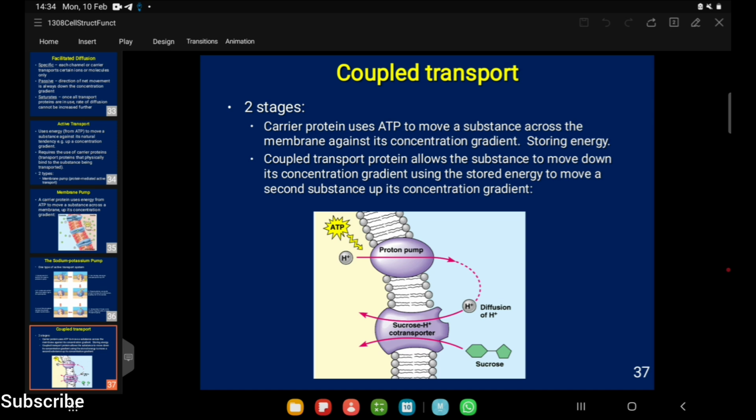Next is the coupled transport. There are two stages, carrier protein and coupled transport protein. Carrier protein uses ATP to move a substance across the membrane against its concentration gradient, which is storing energy. Next one is a coupled transport protein, which allows the substance to move down its concentration gradient using the stored energy to move a second substance up its concentration gradient.